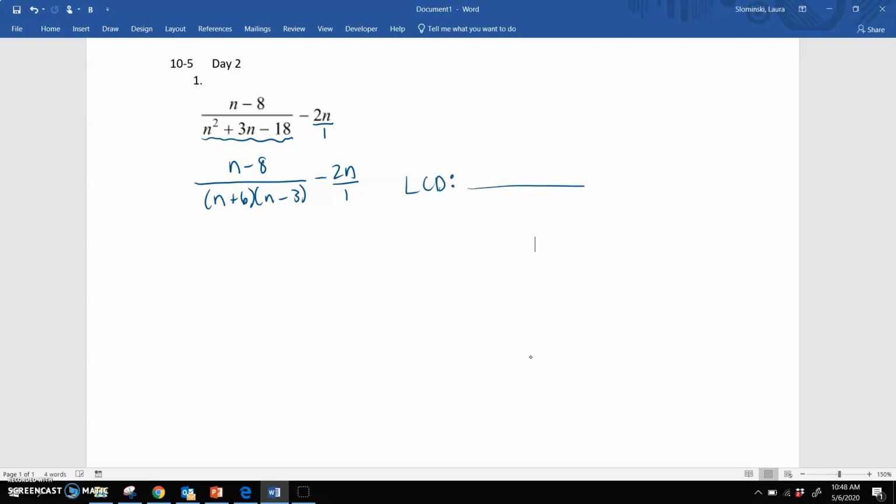You do not need to write this as a separate step, but I take that first full denominator, n plus 6 times n minus 3. And then the second denominator is just 1, so I could multiply it by 1, but I don't need to. That means that in order for me to subtract these together, I need to have 2n over 1 have this LCD, which means I need to multiply the top and bottom of that fraction by n plus 6 times n minus 3.